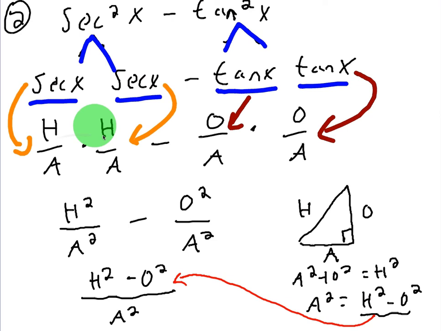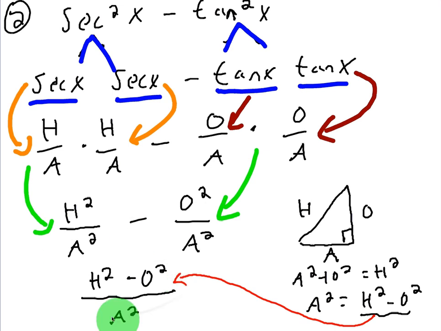We will now note that h times h is h squared and a times a is a squared. So we will then substitute those as such. That is the entire expression, sorry. And then over here we have o over a times o over a is just going to be o squared divided by a squared. So now we have this expression.